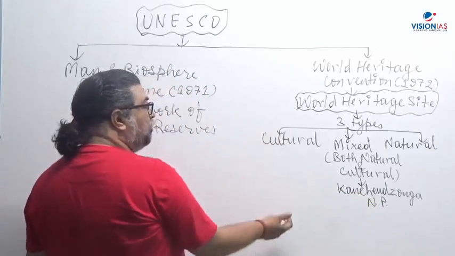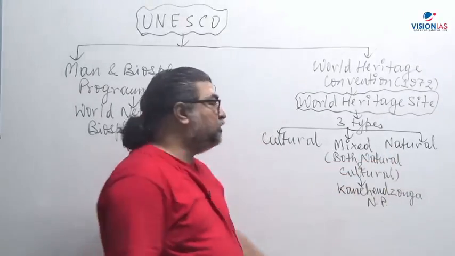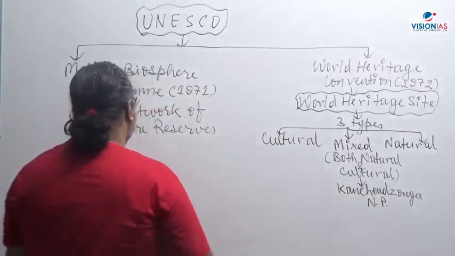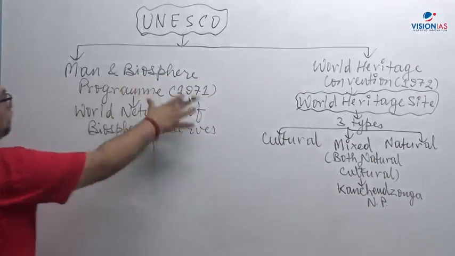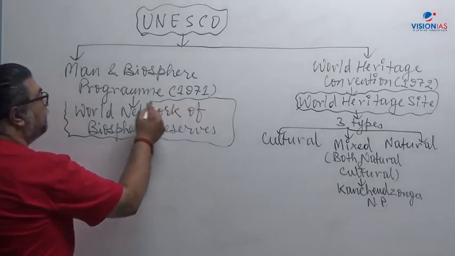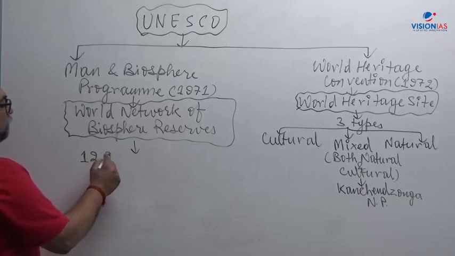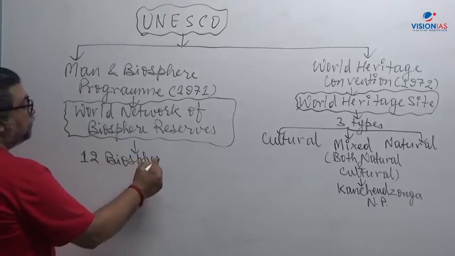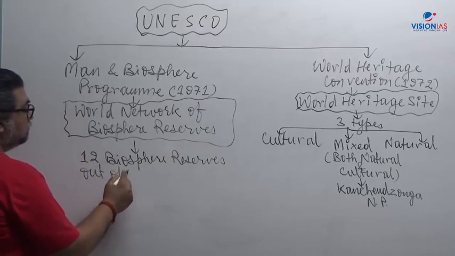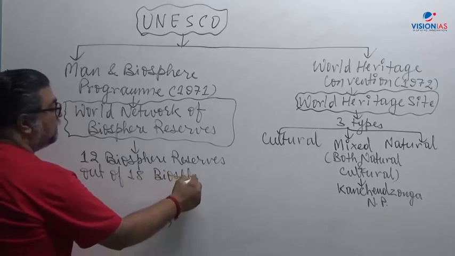Then on the cultural side, we have a long list of that, right? Now here, if I take the example of natural sites, a lot of natural sites have been declared. I'll give you the list of that. Now here, in this program, World Network of Biosphere Reserve under the Man and Biosphere Program, there are 12 Biosphere Reserves out of 18 Indian biosphere reserves that have been added to this list.